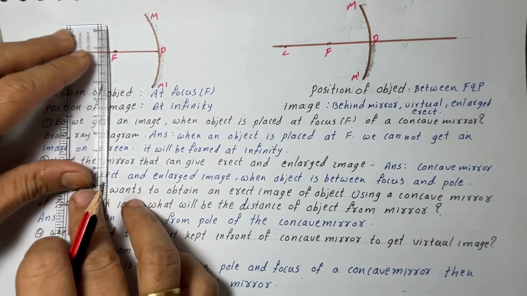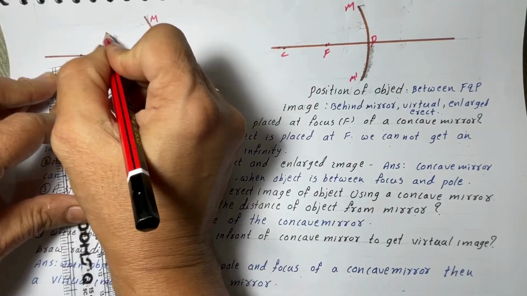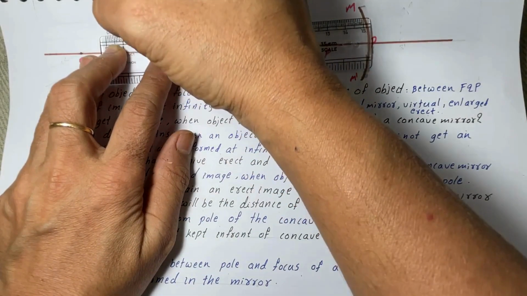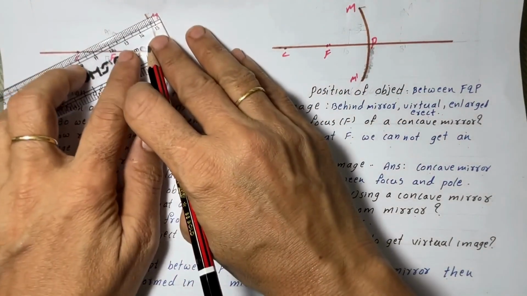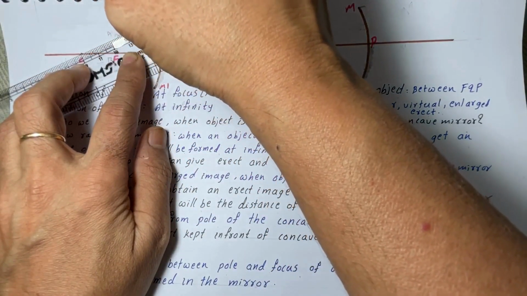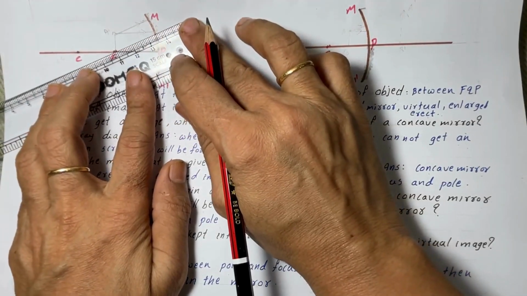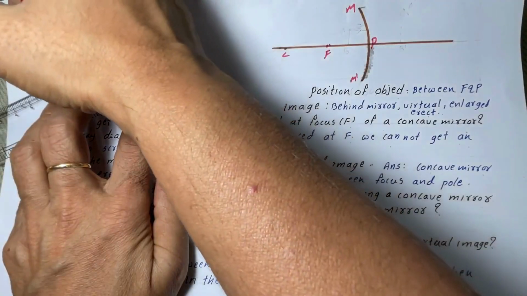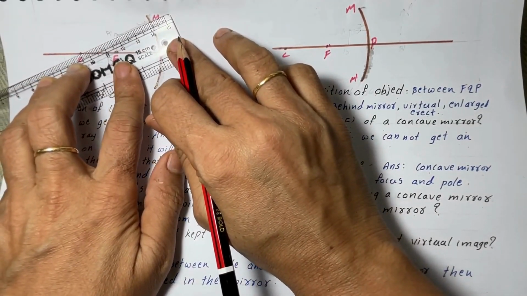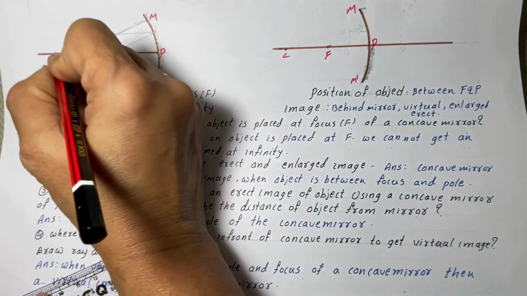Now the object is at focus. So this is the object on focus, AB. Draw one incident ray as usual parallel to the principal axis, and another incident ray directed towards C, the center of curvature. These are the two incident rays. The one parallel to the principal axis passes through the focus after reflection, and the second, directed towards the center, passes through the center and retraces its path.